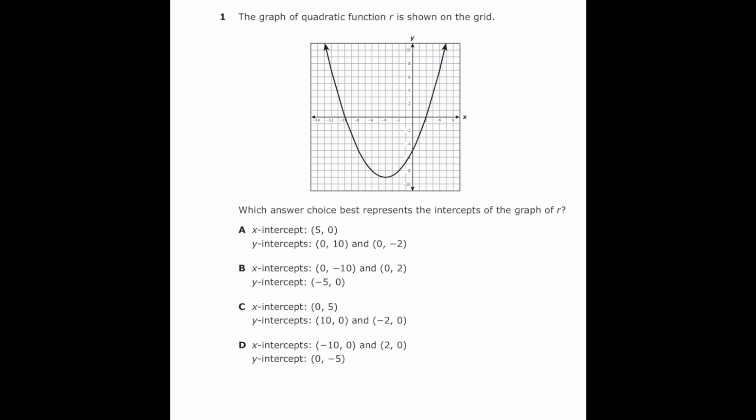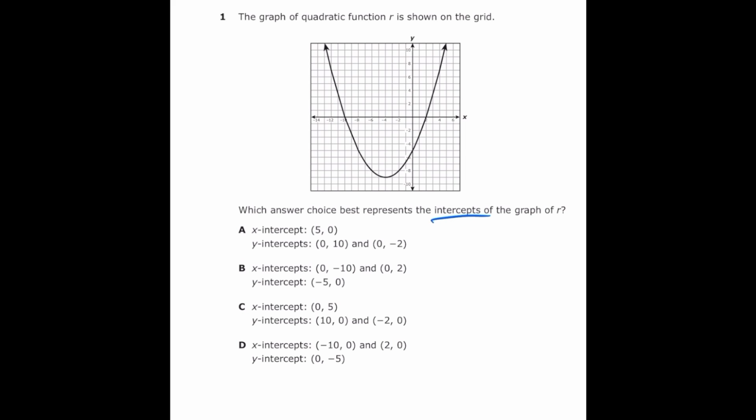So this is the first problem from last year's 2022 STAAR test for algebra, and I'm going to be going through every single problem that was on that test. So, number one, the graph of quadratic function r is shown on the grid. Which answer choice best represents the intercepts of the graph of r?